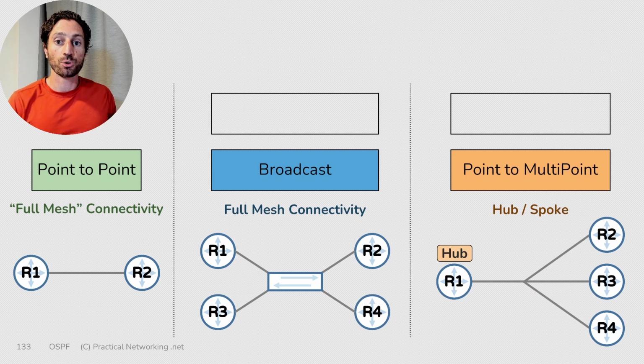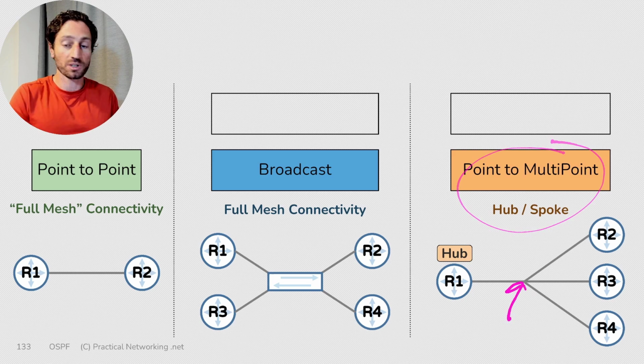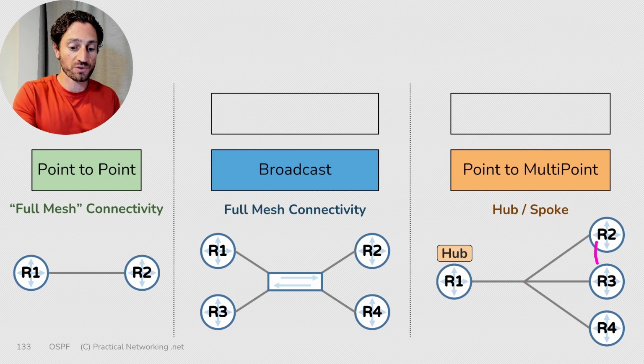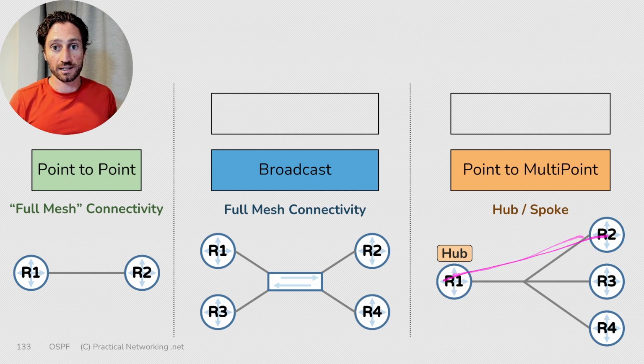You don't have that in point-to-multipoint segments. With point-to-multipoint segments, the physical network topology is actually preventing the spokes from reaching each other. The only connectivity is going to be from hub to spoke and back.